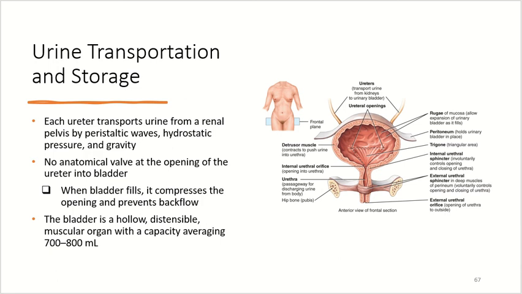So there are no anatomical valves at the opening of the ureter into the bladder. There's not going to be any ring of muscle that's specifically dedicated to that. All right. So when the bladder fills, it's going to compress the openings, and this is going to prevent backflow. The bladder is going to be a hollow distendable muscular organ, and it's going to have a capacity between 700 and 800 mils. So you can hold a pretty good bit of urine in there.